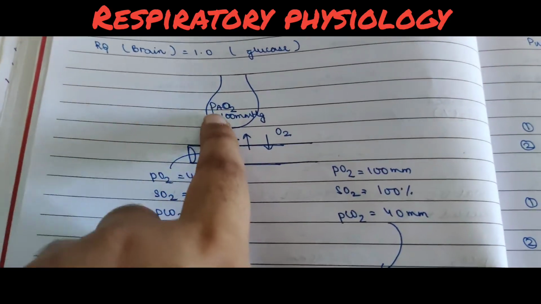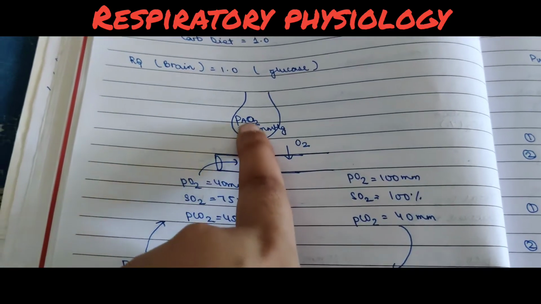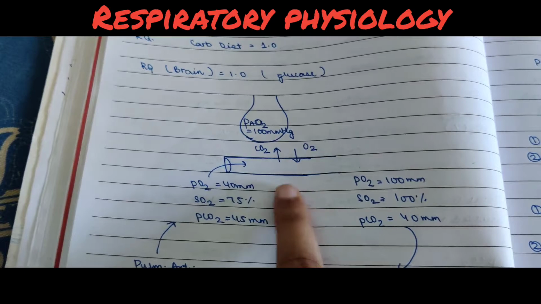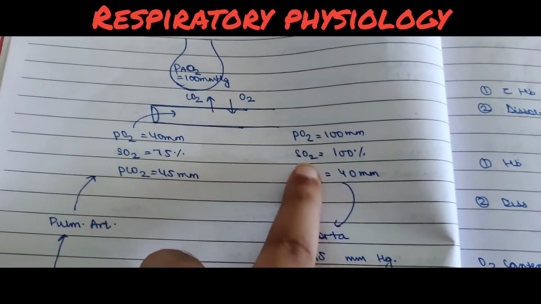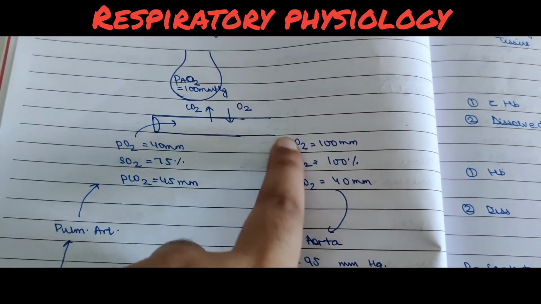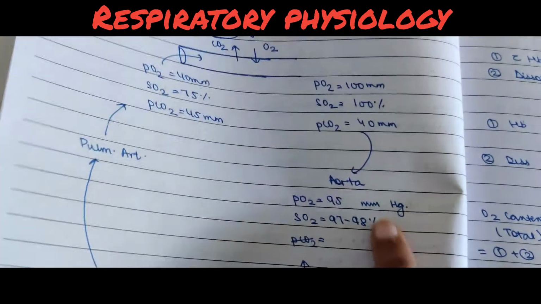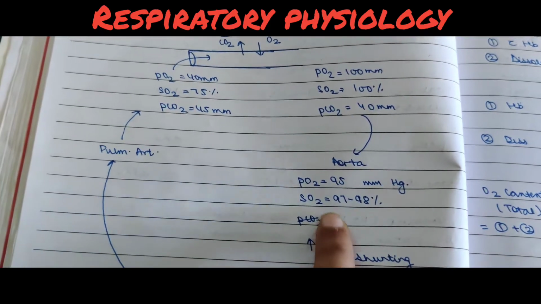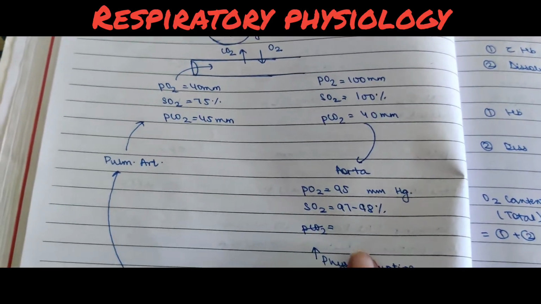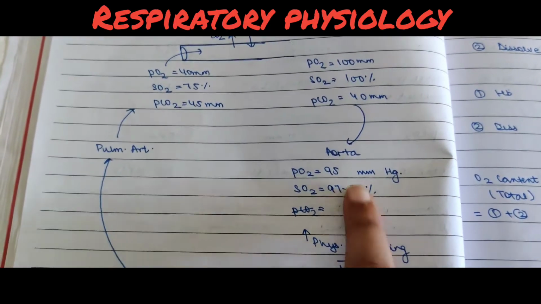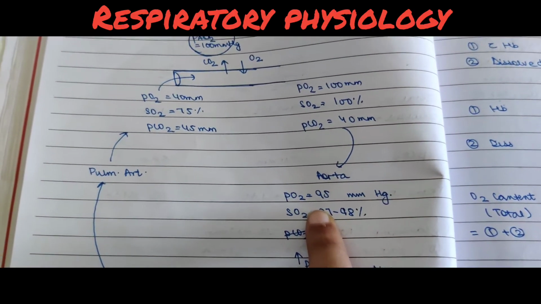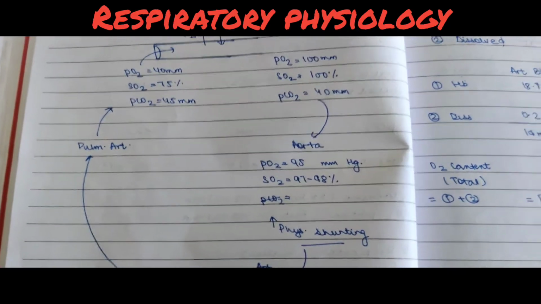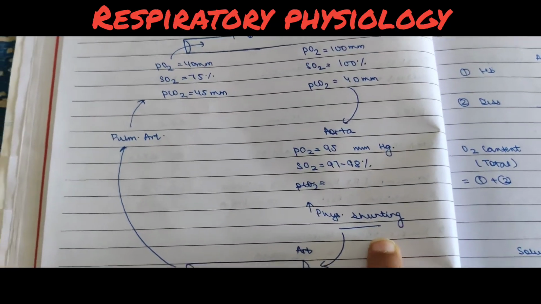Now see, this is the alveoli, this is the blood vessel. Here pressure of oxygen is 100 millimeter of mercury. So let's start from here. The blood is fully oxygenated in which the saturation is 100%. Now it will go to aorta, and in aorta the saturation becomes 98%. It means that some of the blood is mixed. So what happens in the aorta, some of the blood is mixed with the pulmonary trunk. So this is known as physiological shunting.